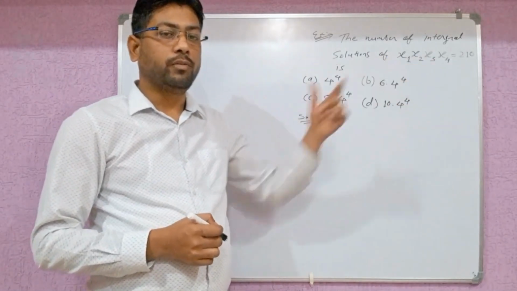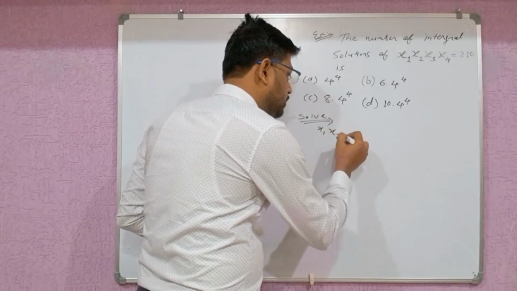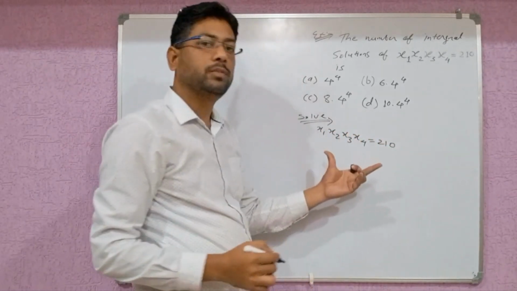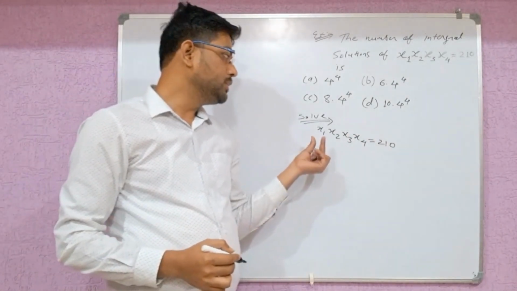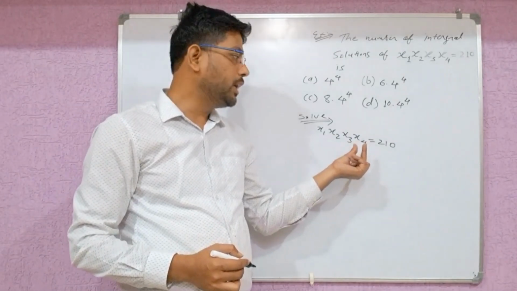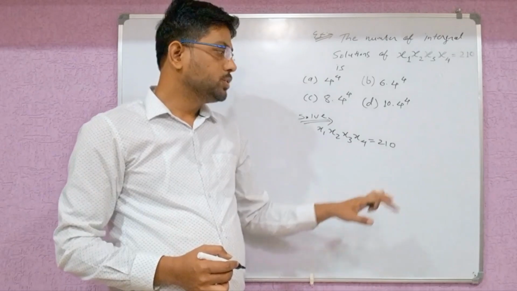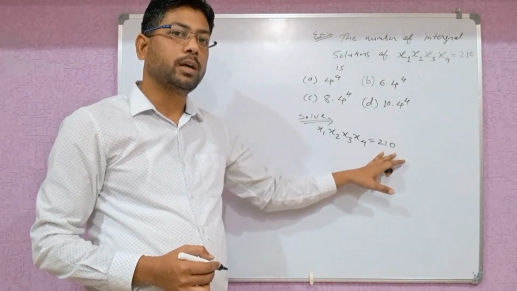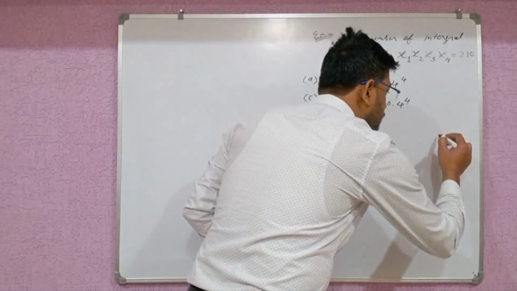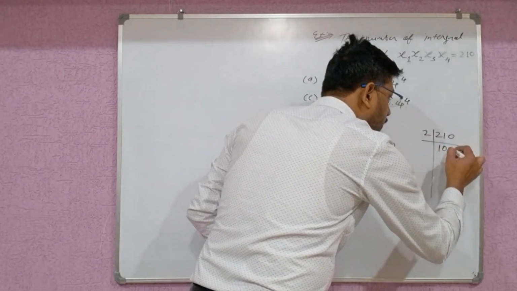First of all, let's write this equation. The equation is x1 into x2 into x3 into x4 is equal to 210. This equation we have to solve, meaning we have to find integer values of x1, x2, x3 and x4 such that the multiplication of all these four numbers is 210. On the right hand side there is 210. Now let's first find the prime factorization of this 210. First of all, 210 will be divided by 2, so this will be 105.